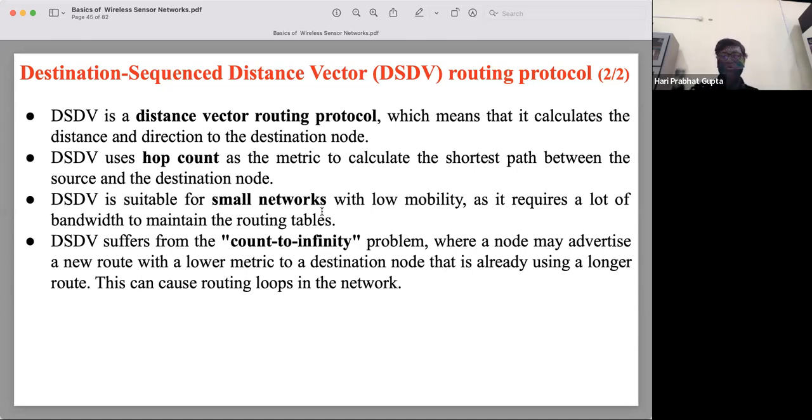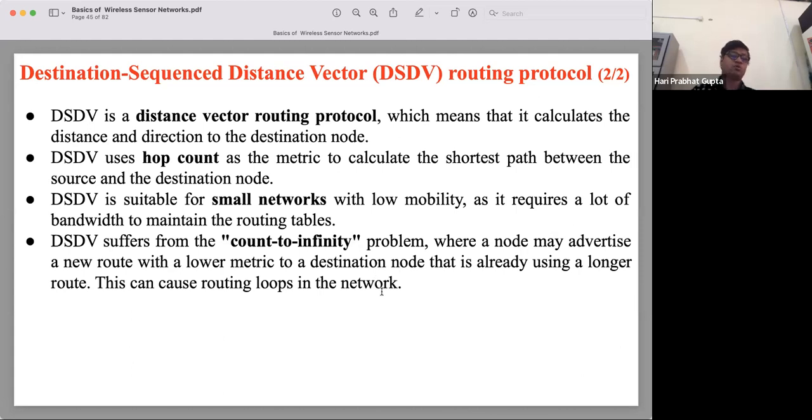If your network is so large, your table size is very big. Whenever a node changes its position or whenever a node goes outside because of low mobility, you need to update your routing path like this. And another is the count to infinity problem. That means a node advertises a new route within the known metric to the destination node, always using the longer route like this. So they keep rotating in the loop and advertising, and the count to infinity problem comes into the picture. Definitely they need to take care of all these things.